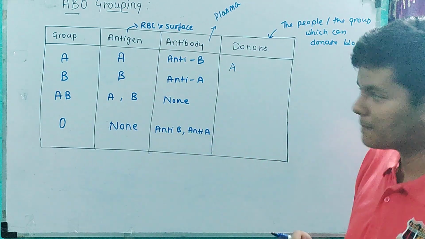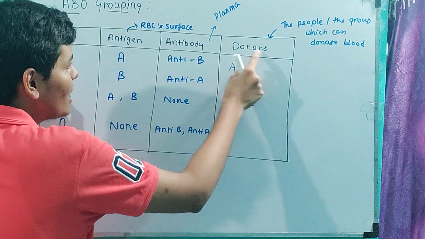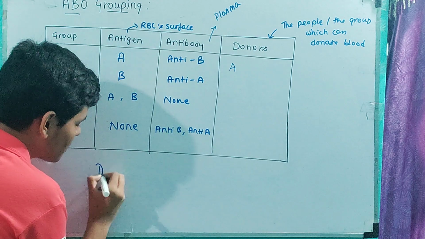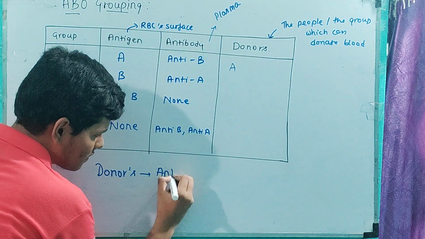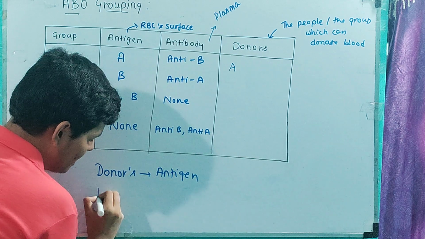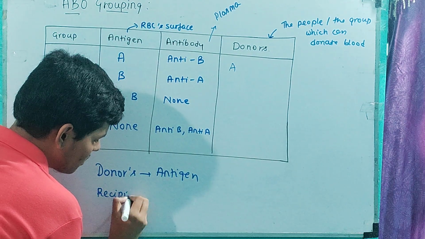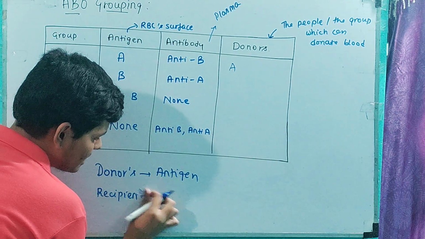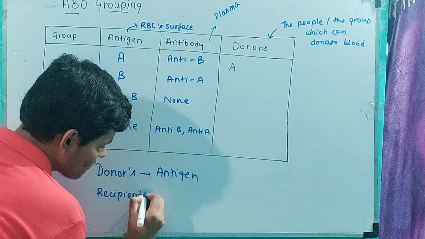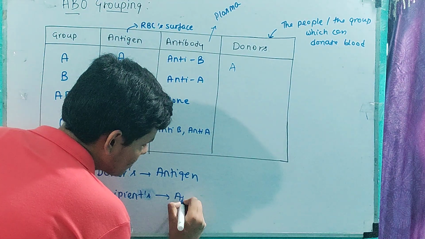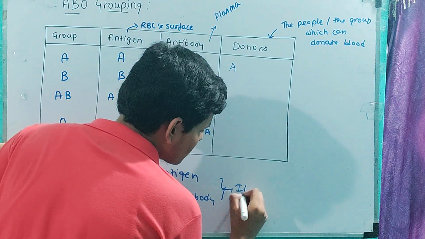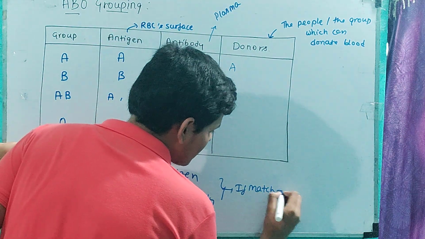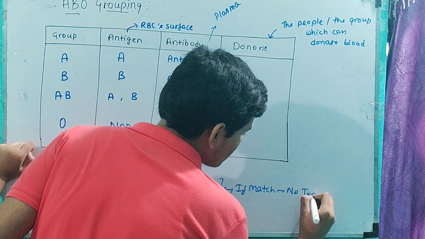Who else can donate? To check who can donate to whom, we have to check the donor's antigen, and we have to check the recipient's antibody. If both match, then no transfusion.